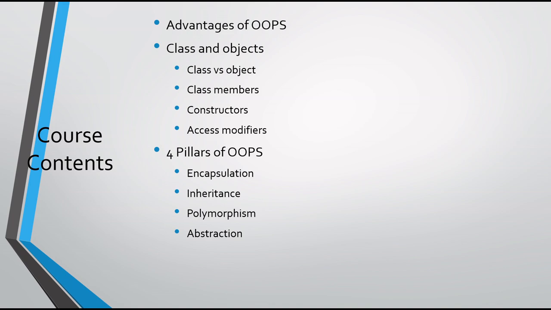What will be in the course contents? First I will explain the advantages of OOPS. Then in the future classes we will explain classes and objects, class members, constructors, access modifiers, and very important, the four pillars of OOPS. What are the four pillars? Encapsulation, inheritance, polymorphism, and abstraction.